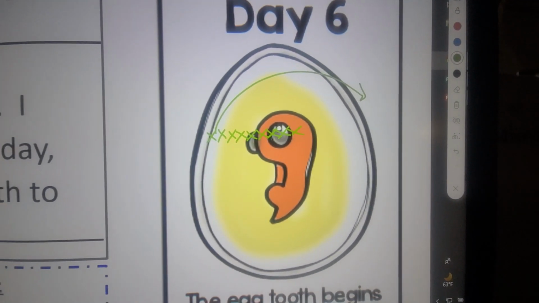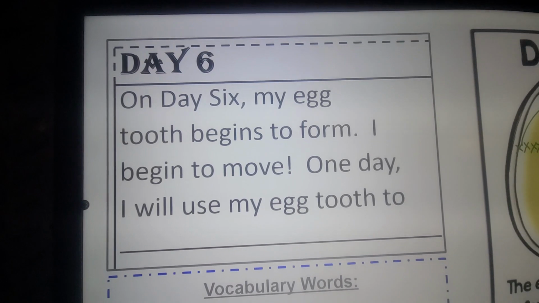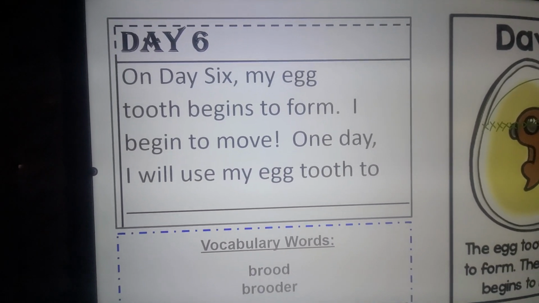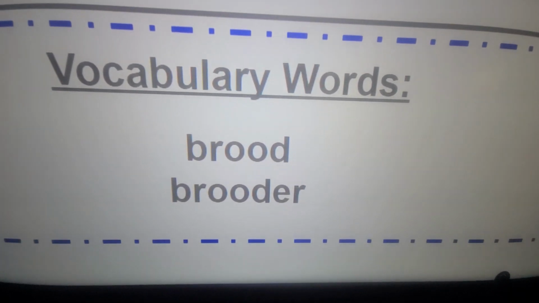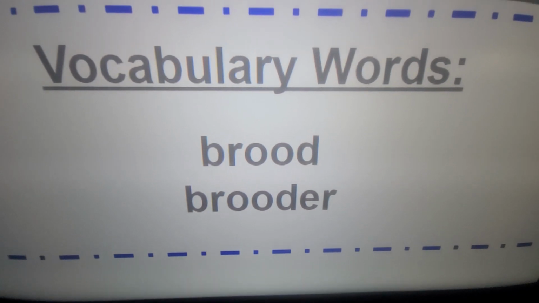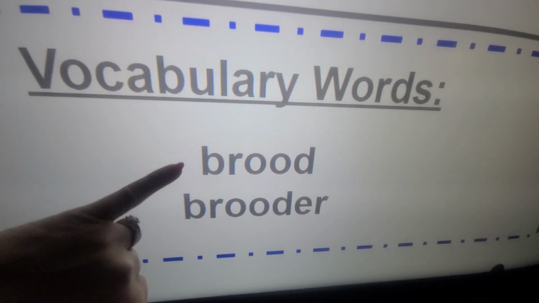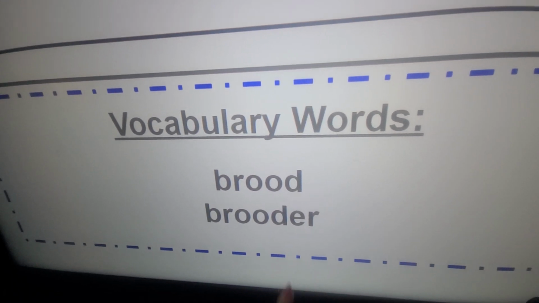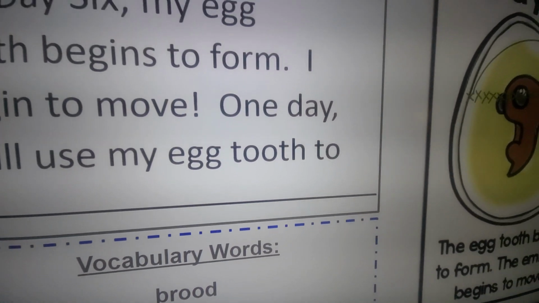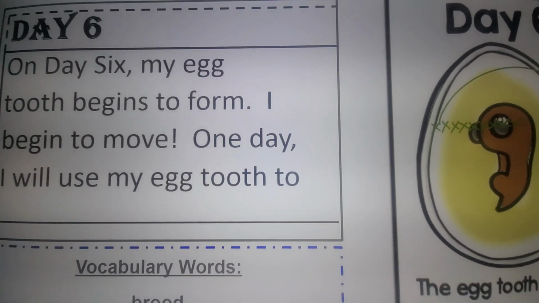So today, we're going to write about Friday and Saturday, and Saturday's growth is on day 6, my egg tooth begins to form. I begin to move. One day I will use my egg tooth to. And the 2 words you're going to use for Saturday's writing are brood and brooder, and we've talked about that a little bit. Sitting on a brood is what it means when a mama takes a clutch of eggs and sits on them. And then a brooder is a box that you're going to put them in once they hatch. We have a brooder box in our classroom that we're going to put them in once they hatch.